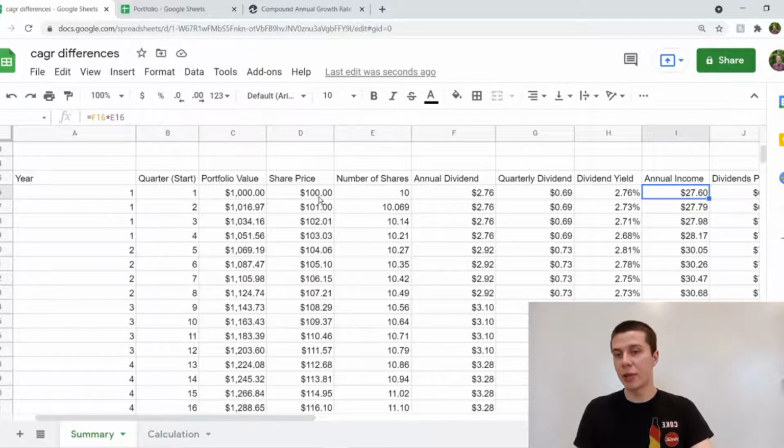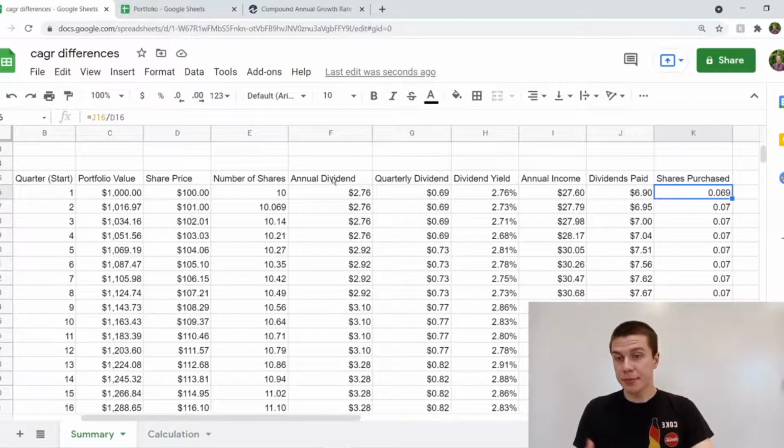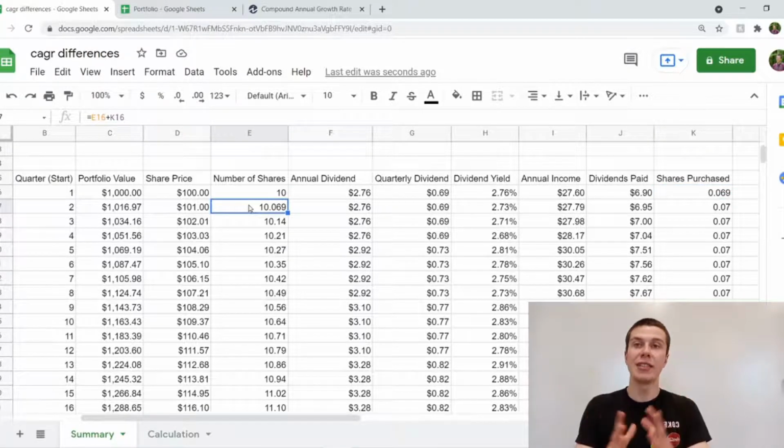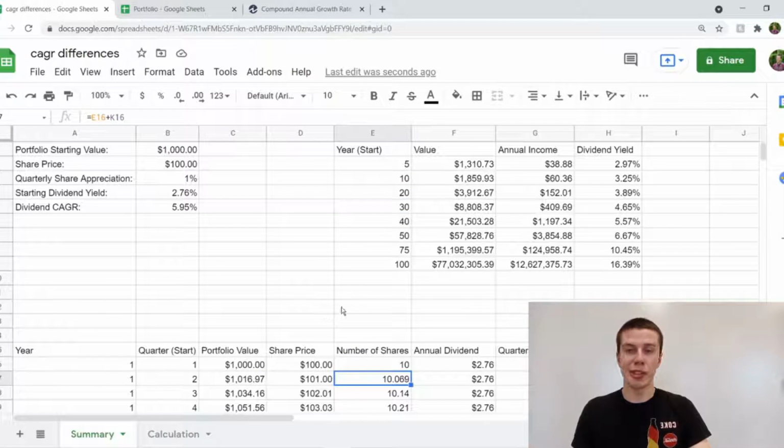So the share price after one quarter is going to go up 1% from $100 to $101. And then since we were able to purchase 0.069 new shares, then the next quarter we're going to have 10.069 shares. And that is something that's super important, is that this is all assuming that you're reinvesting your dividends the whole time. So that's something to keep in mind as well if you weren't going to do that, or if you aren't planning on doing that. I would highly recommend you do that if you can.